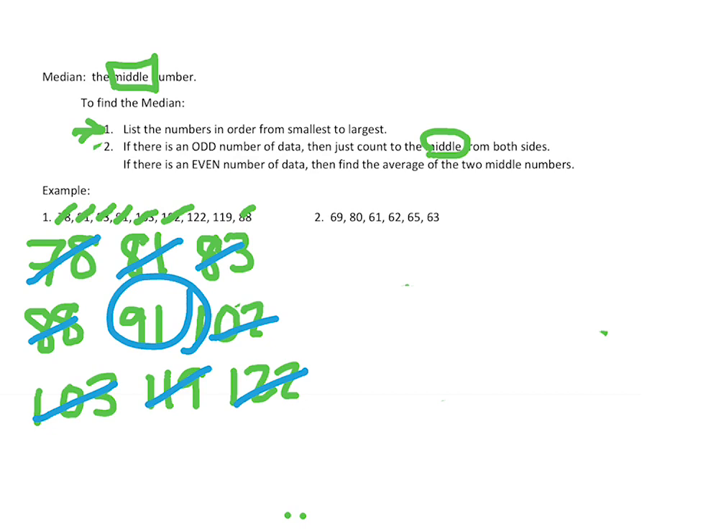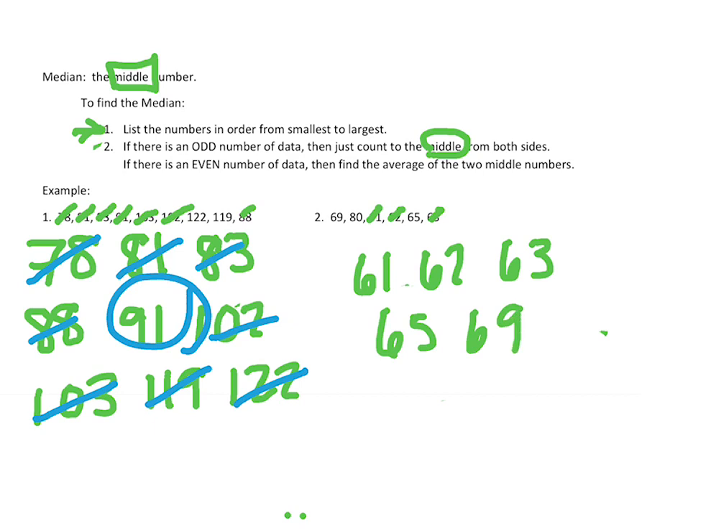Go back to my green. So lowest number would be 61. And we got 62, 63. Okay, 63, 62, 61, 65, 69, and then 80. So then again, okay, let's take something else and just mark them off as we go. So 61 to 80, 62 is 69.